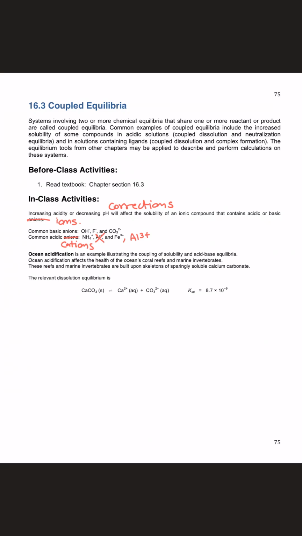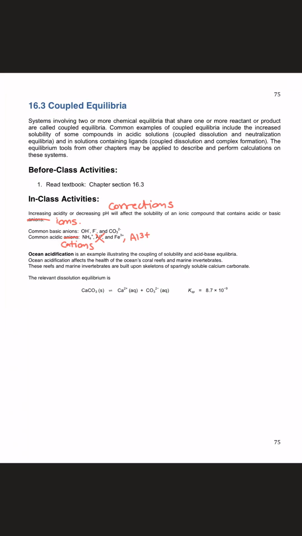A real-world example of coupled equilibria can be found in ocean acidification. Ocean acidification is a phenomenon where the ocean pH becomes more acidic and has an effect on coral reefs and marine invertebrates. This is because their skeletons are made of calcium carbonate. Calcium carbonate is sparingly soluble in water.